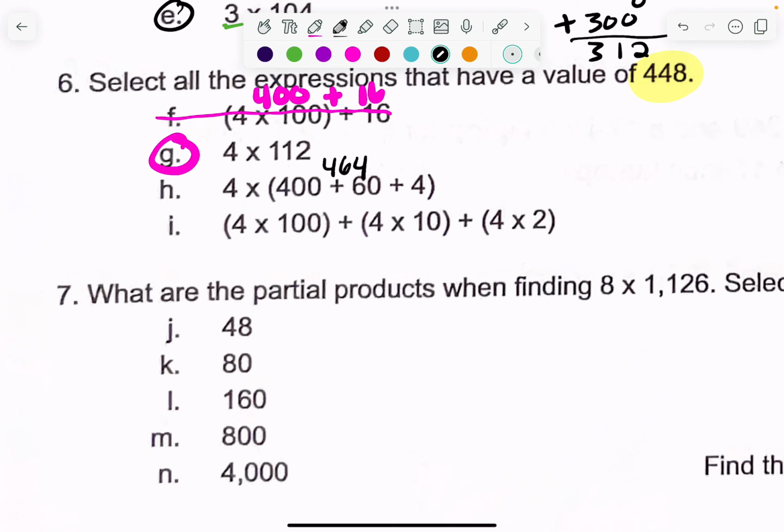So I know my value is going to increase so much. And that's already more than this value right here, 448. So I don't even have to work this one out. I can tell that it's just going to be crossed off.